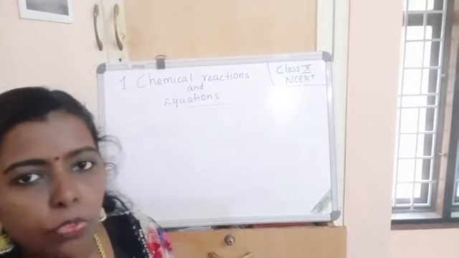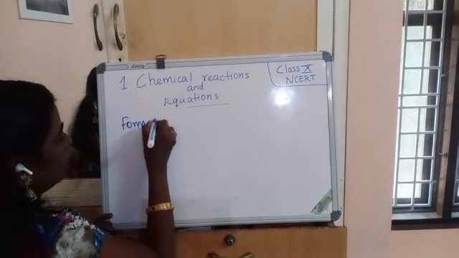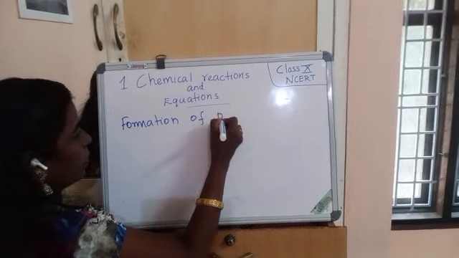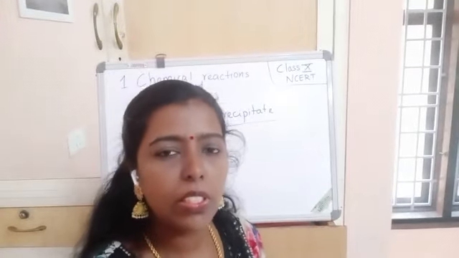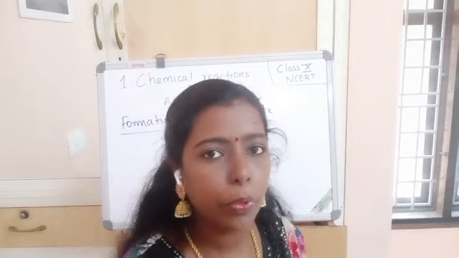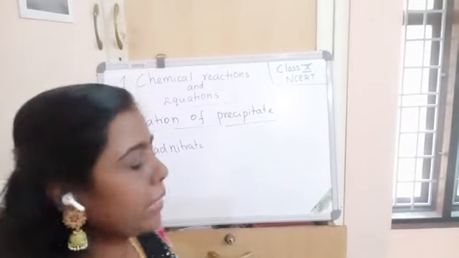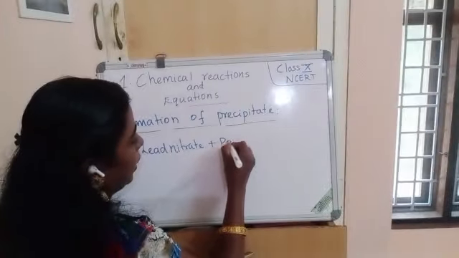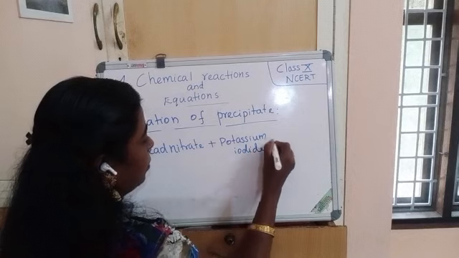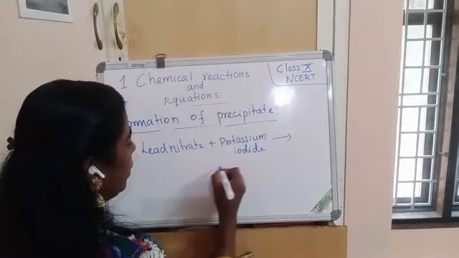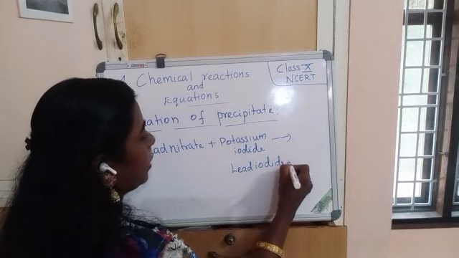So this is one of the ways of recognizing a chemical reaction. The next one is formation of a precipitate. When reactants react to form products, one of the products is formed as a precipitate. For example, we take lead nitrate in a test tube and add potassium iodide. We form lead iodide and potassium nitrate.